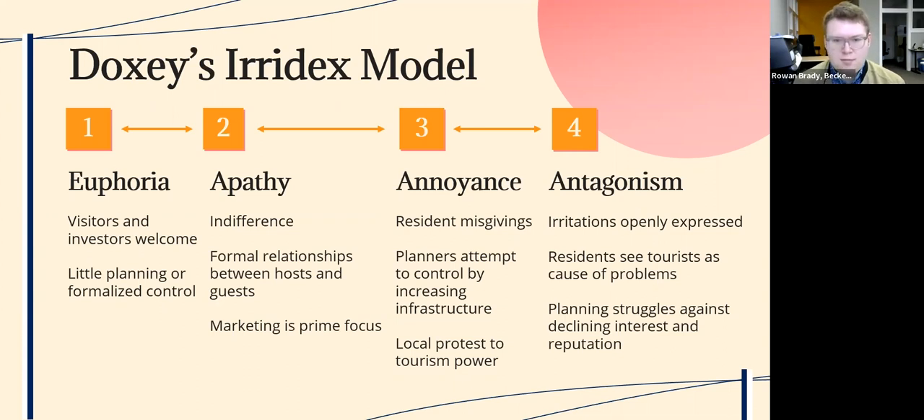Locals have some formal contact with visitors and acknowledge them as a potential economic opportunity. The third stage is annoyance, where the relationship between locals and residents begins to turn negative. Locals will start to see the negative side of tourism and start to clash with visitors. The final stage is antagonism, where displeasure is expressed vocally and physically, and tourists are seen as the root cause of all problems in the community. Obviously, this fourth stage starts to harm the tourism industry overall, as visitors don't want to visit a community where they are outwardly detested. So Sarah, if you want to switch back to Mentimeter.